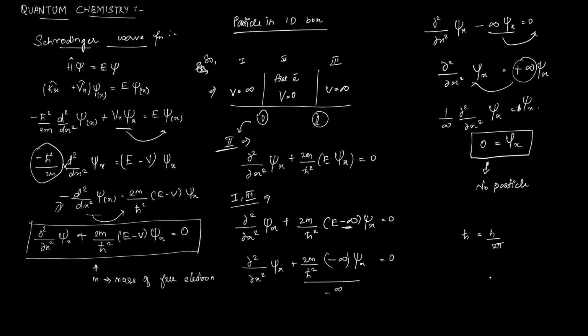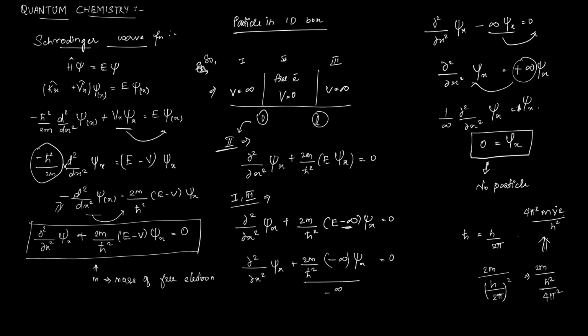Okay? So if you substitute, this is going to be 2m by h by 2 pi the whole square. So this is going to be equal to your 2m by h square by 4 pi square. Okay, so even if you rewrite this, this is going to be equal to your 4 pi square m into 2 by your h square. So this is going to be equal to 8 pi square m.